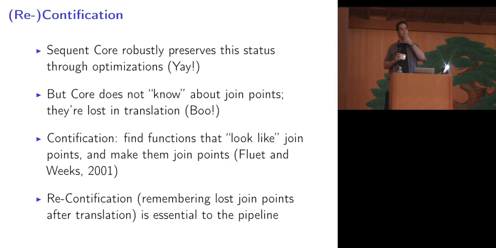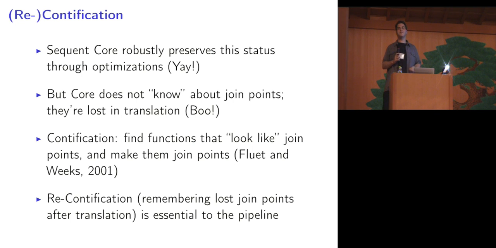And so what we use to get around this problem of losing the join points whenever going through a round trip of translation is an optimization called contification, from the world of continuation passing style. This is essentially just a way of finding functions that look like join points and saying, yes, they are.